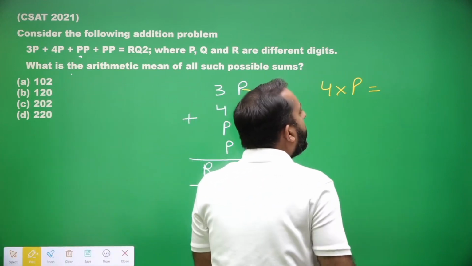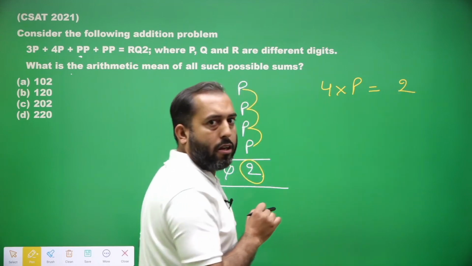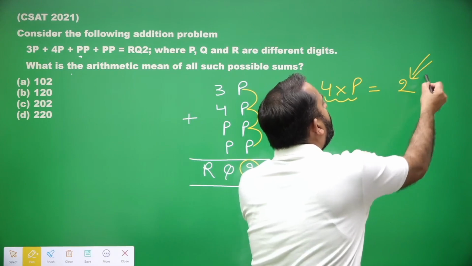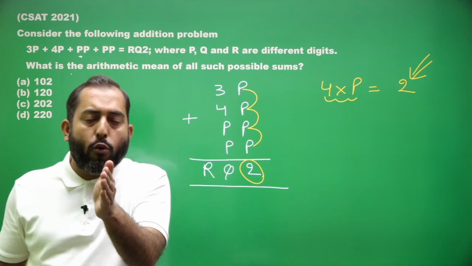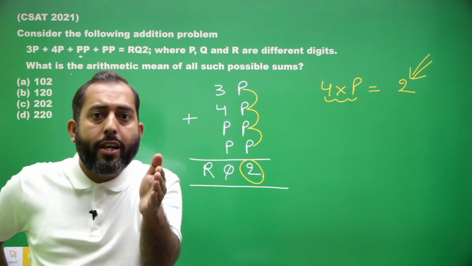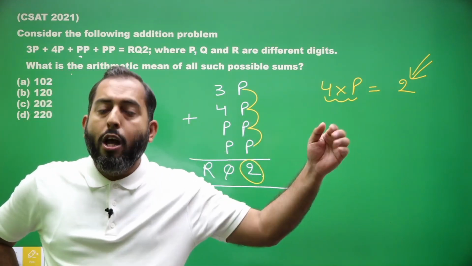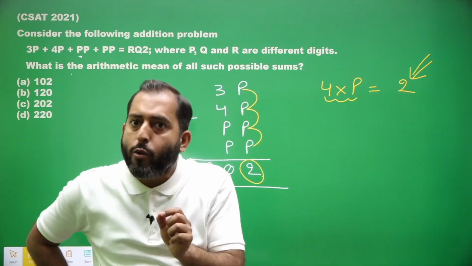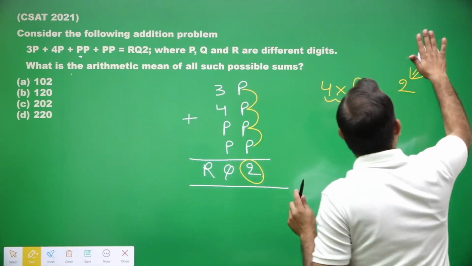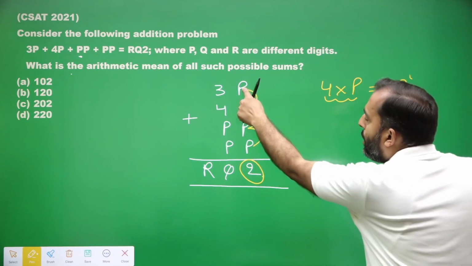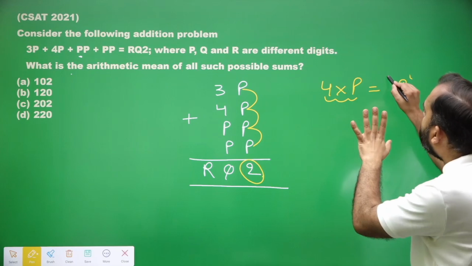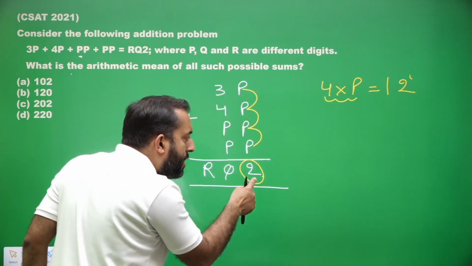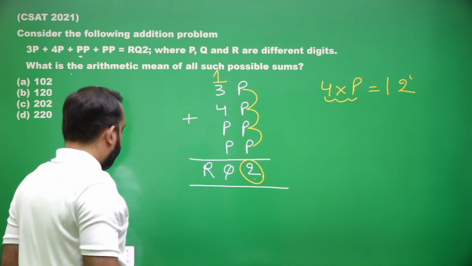If you write only 2 here, 4 into something will never give you 2 only. 4 into 1 is 4, 4 into 2 is 8, 4 into 3 is 12, and so on. So 4 multiplied by some integer will never produce only 2 in the result. It should be like P added 4 times, and the result should be 12. Now the result is 12, so you write 2 in the answer and 1 is carried to the next step.